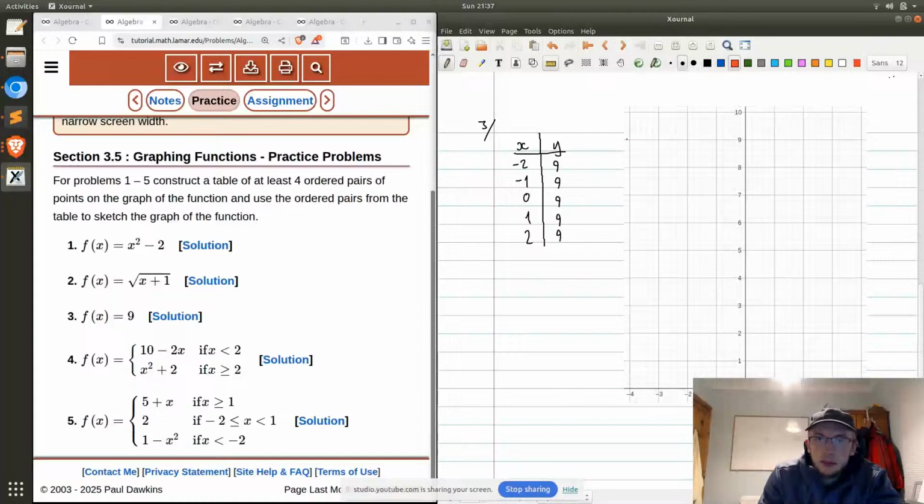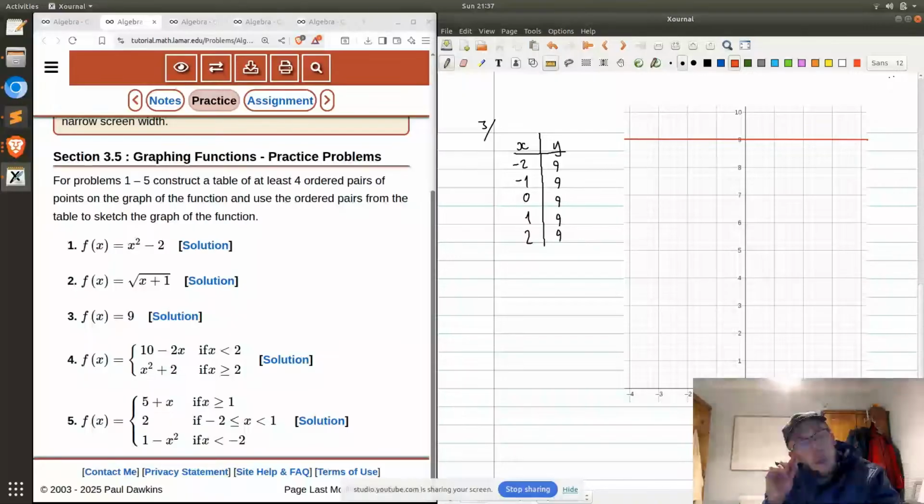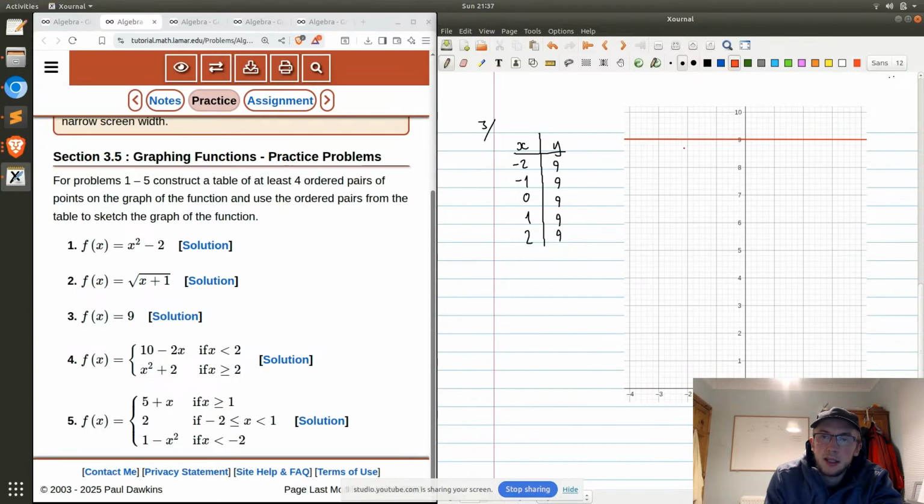But notice that it says use the ordered pairs from the table to sketch the graph of the function. So strictly speaking, I would be obliged to indicate that I recognize that instruction. So I should do explicit points there and there and there, and there, and there.